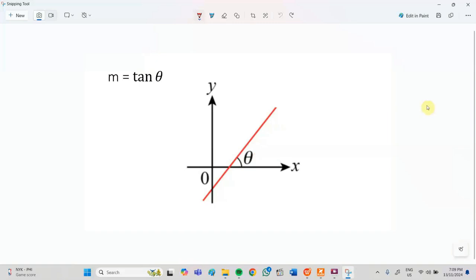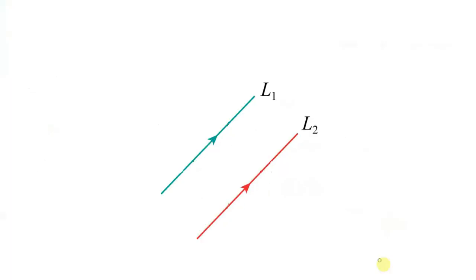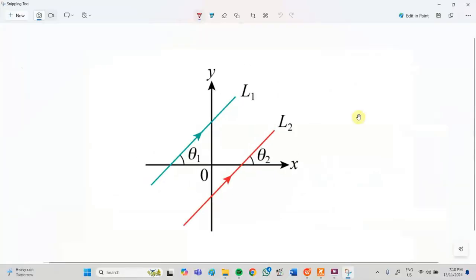So for example, if we have theta is 30 degrees, then the gradient will be tangent 30 degrees, the value of tangent 30 degrees. So we are going to use this idea here to help us verify the conjecture. So back to our two lines here. If we now draw a horizontal line across the two lines, or draw the x-axis across these two lines, you will have something like this.